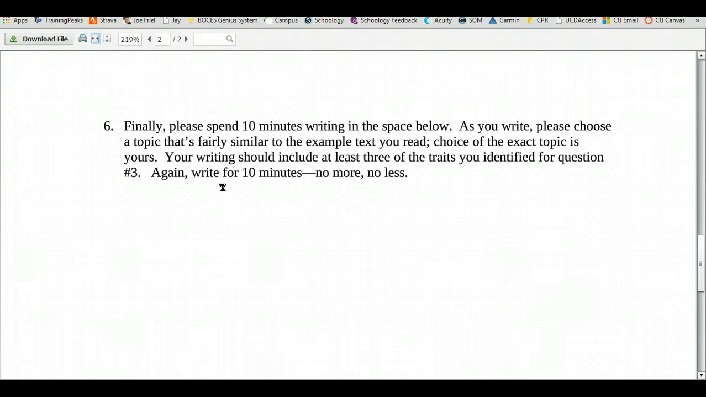Like if you want to write about your soccer game, you can write about your soccer game. If you want to write about your hike up Bergen Peak here in Evergreen, you can write about that. Or if you want to write your own short story, you can do that. The topic's up to you, but please make sure that you include those traits.